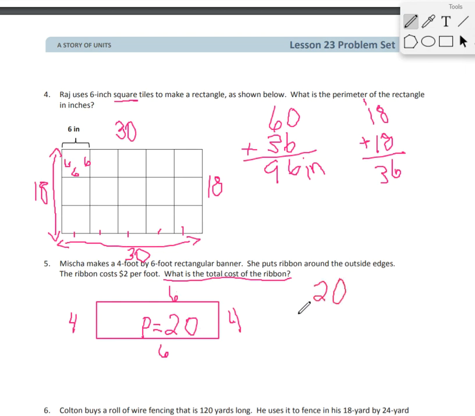Her ribbon was $2 a foot. So we're going to multiply it by 2, which means we're going to double it. So remember, 2 times 0, that's 0. 2 times 2, we have 40. So her total cost was, wow, I'm getting these little weird feet on my writing. It was $40 for the ribbon because it was 20 feet and it was $2 a foot. So she spent a total of $40.